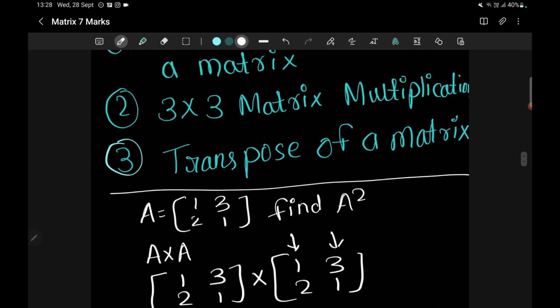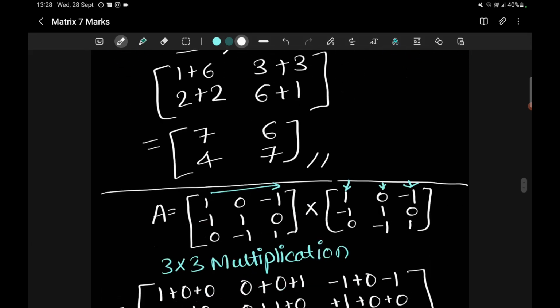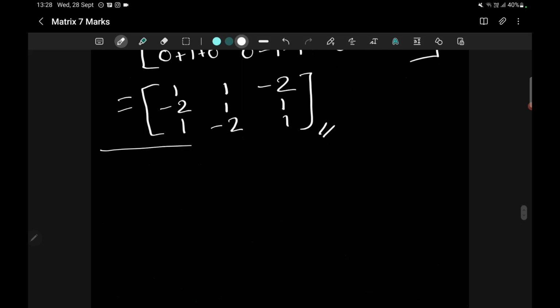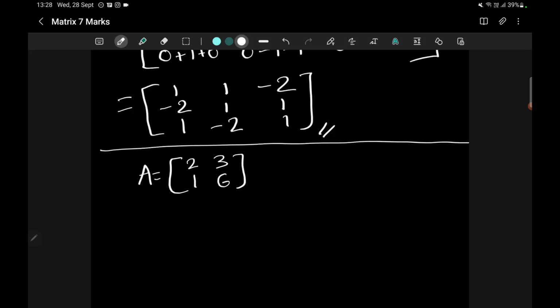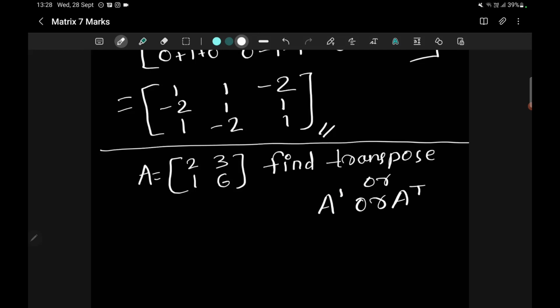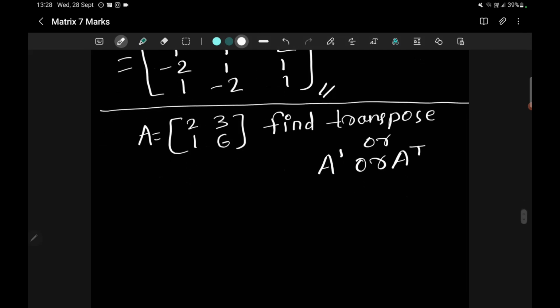Now let's move on to the last part, transpose of a matrix. In exam, they will give you one matrix. For example, they will give you 2, 3, 1 and 6. And they will ask you to find transpose. Or they will ask you just like this, A to the power T or A raised to T. Both mean the same, that you have to find the transpose.